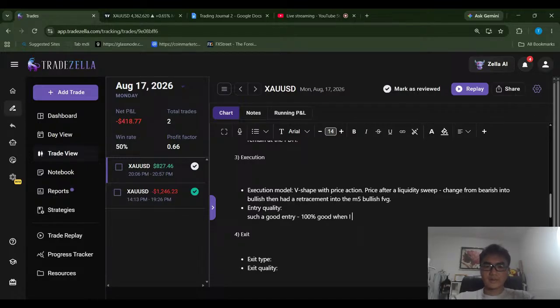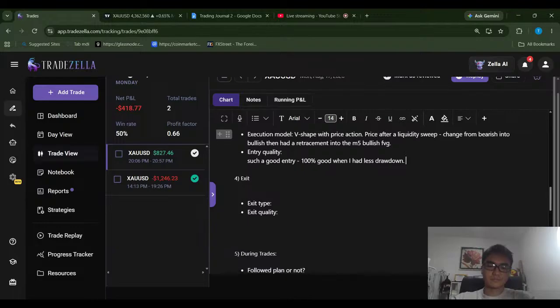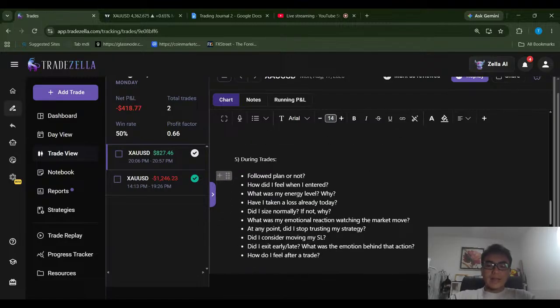When I had less drawdown, full take profit, good. No management, no enforcement. So did I follow the plan or not? This is very important. Yes, I re-entry.